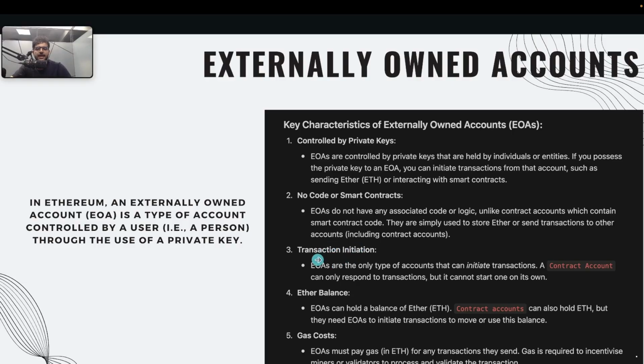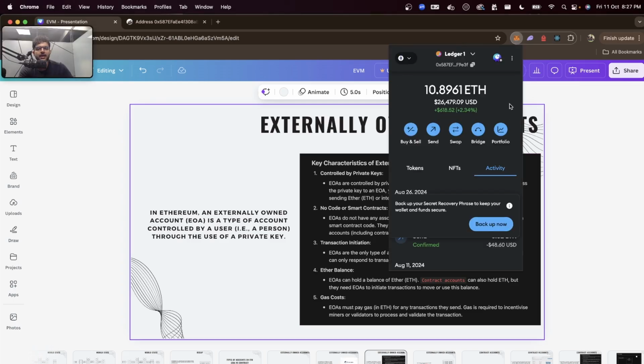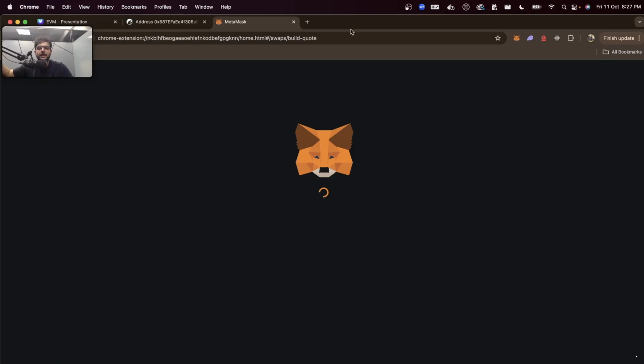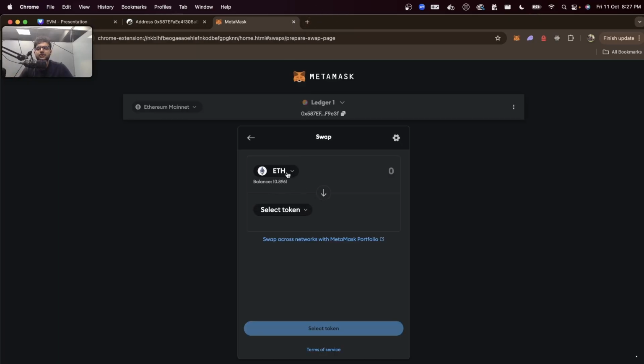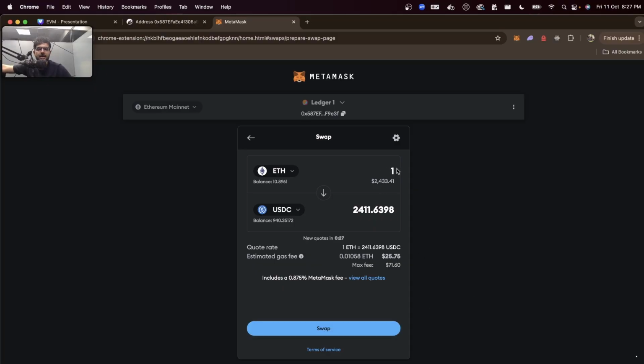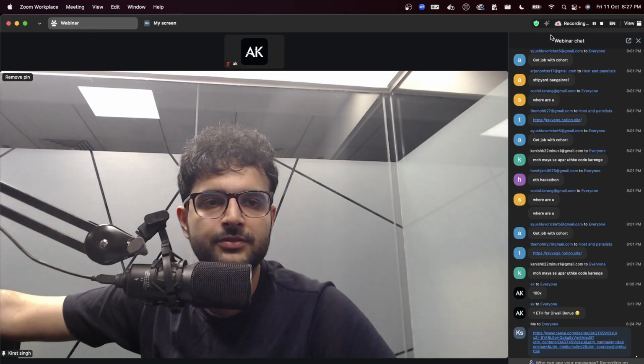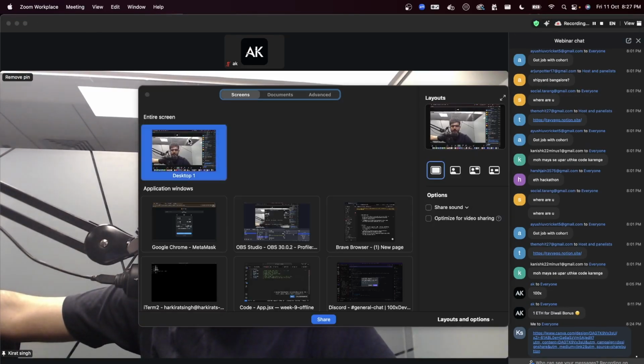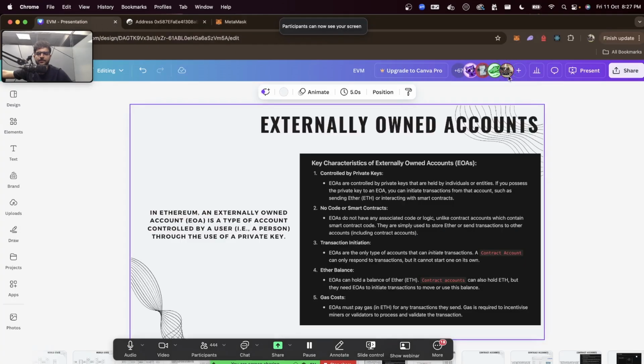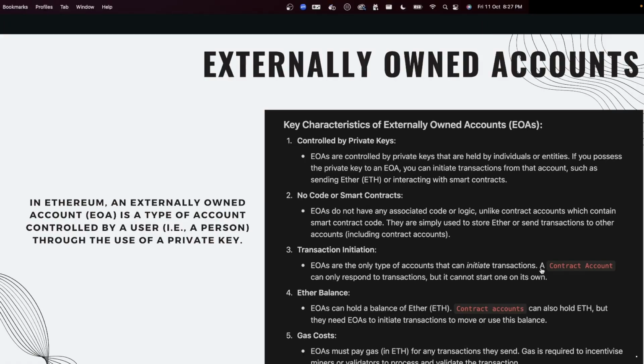Transaction initiation. EOAs are the only type of accounts that can initiate a transaction. How do I initiate a transaction? I go to my MetaMask, and from my EOA whose public key is this, I can initiate a transaction to send someone Solana or Ethereum, or I can initiate a transaction to swap Ethereum for, let's say, USDC. If today I need some USDC for some reason, I can just click on the swap button. I will initialize a transaction, which if it succeeds, my 1 Ethereum will convert to $2,400. Oh, oopsie daisy. Sorry about that. So that is another thing an EOA can do.